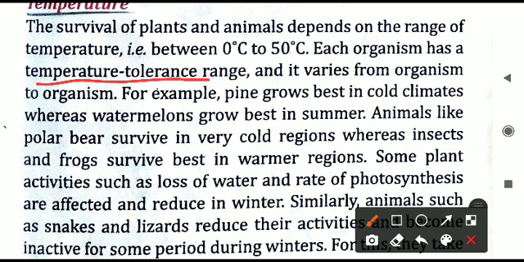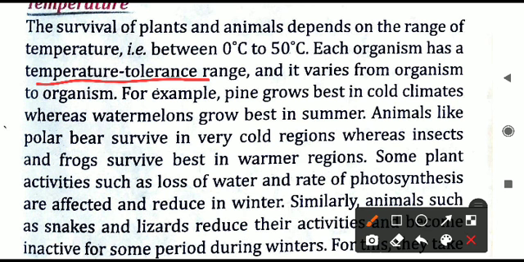Like, if you take for example the mountainous animals, in the hilly areas you have certain animals that can live in colder areas, but they can't live in the desert. Similarly, the animals which are living in the desert can't live in the mountainous area. You can't take them to the north pole, they will simply die there. So that is what we are calling the temperature tolerance range.